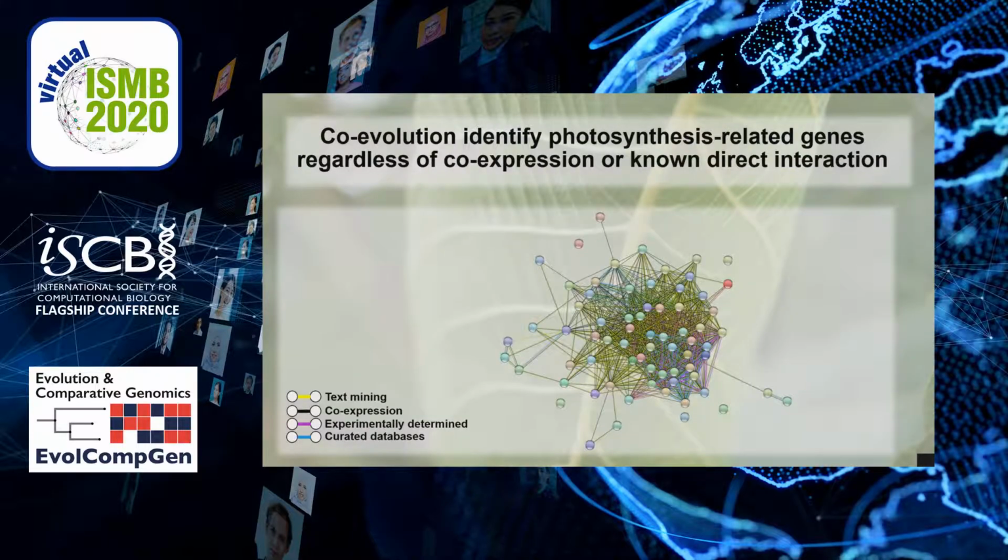We further examined the interactions in the cluster. So we analyzed the 70 genes involved in photosynthesis-related pathways using STRING. The network we got showed that most of the photosynthesis-related genes in the cluster have been identified in co-expression and interaction analysis. But there are some genes that don't show co-expression or direct interaction and were connected by the coevolution analysis.